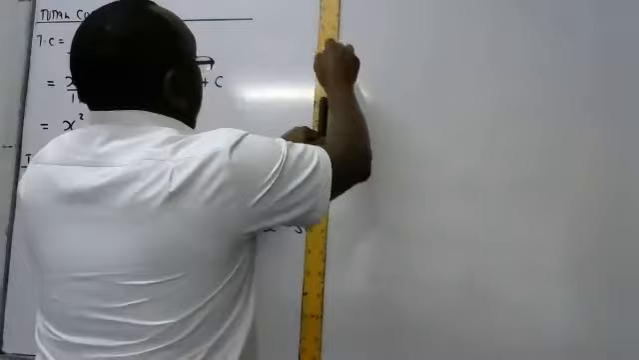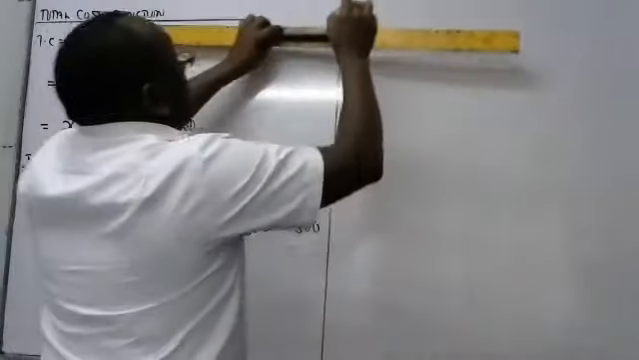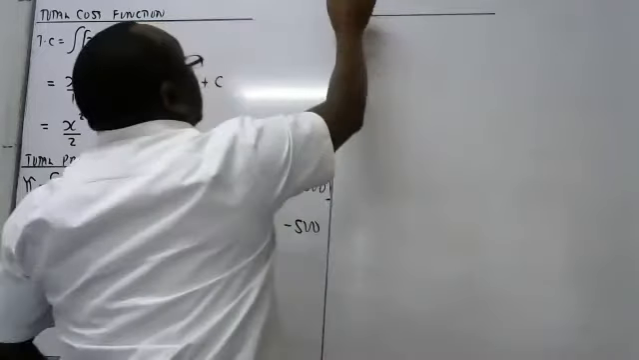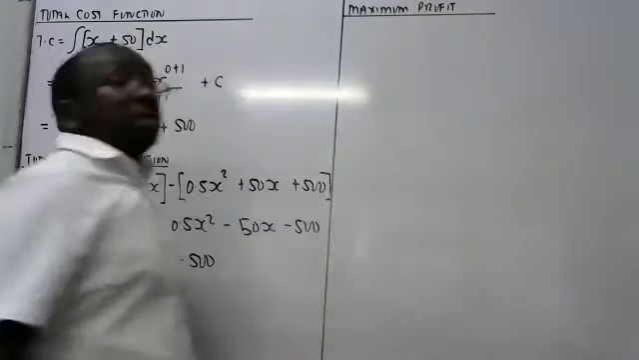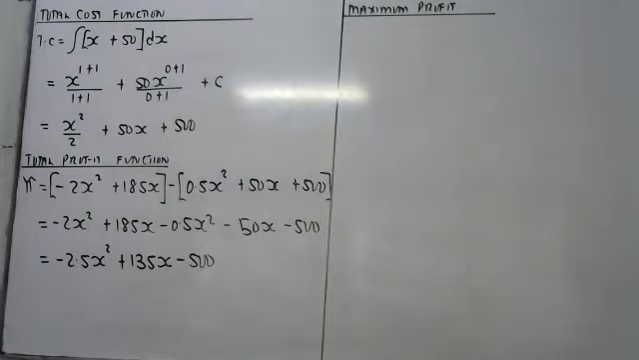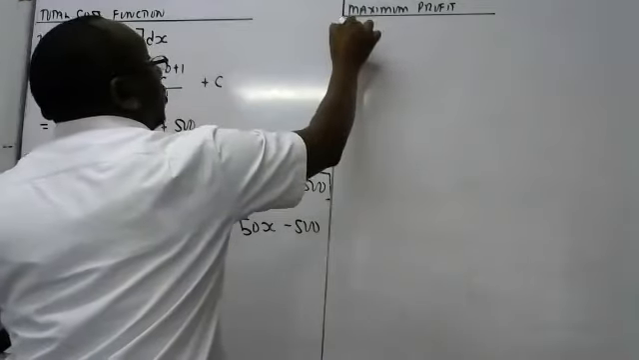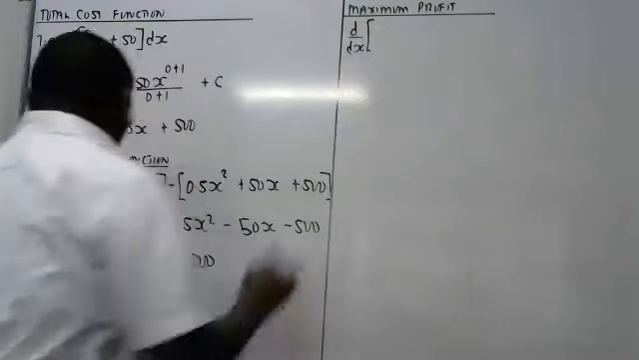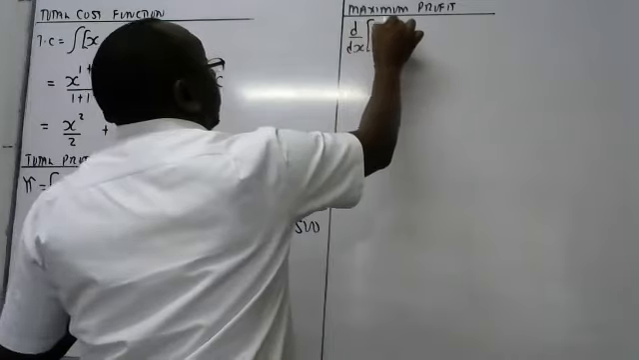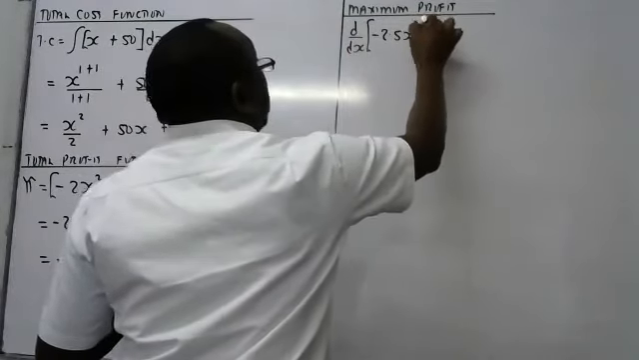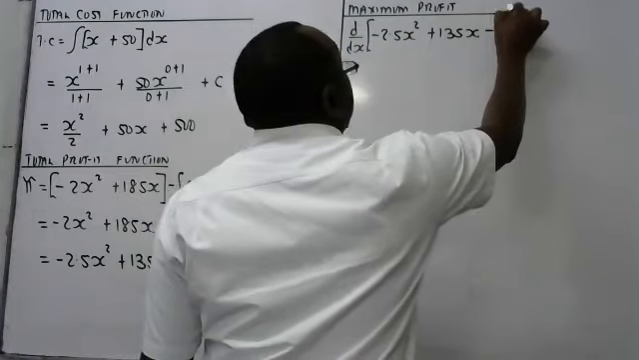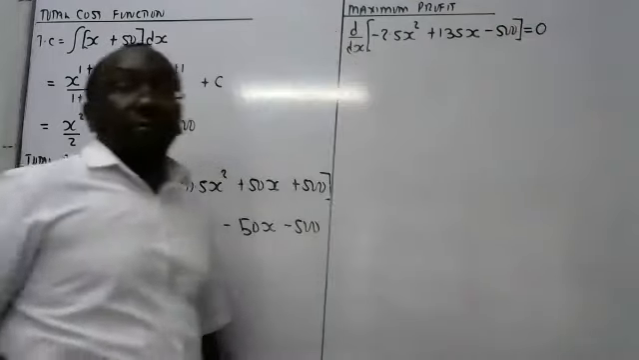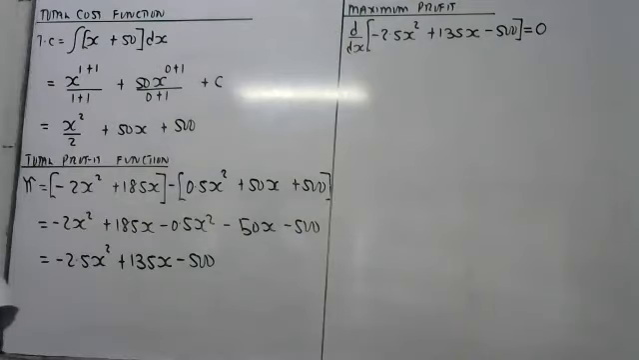So when they ask you for the maximum profit, we are told to get maximum profit. You take this function for the profit and you differentiate. So the differential with respect to x, we differentiate this: minus 2.5x squared plus 135x minus 500. Now this one should be equal to 0 when you differentiate that.